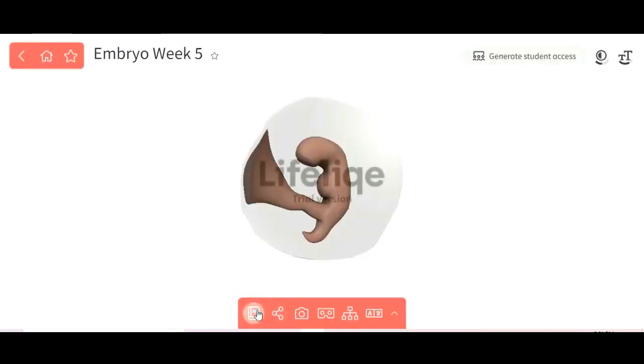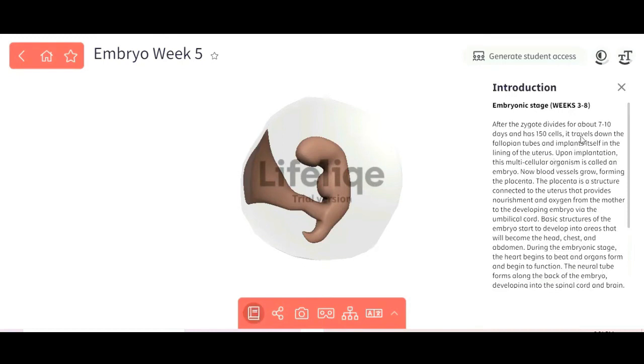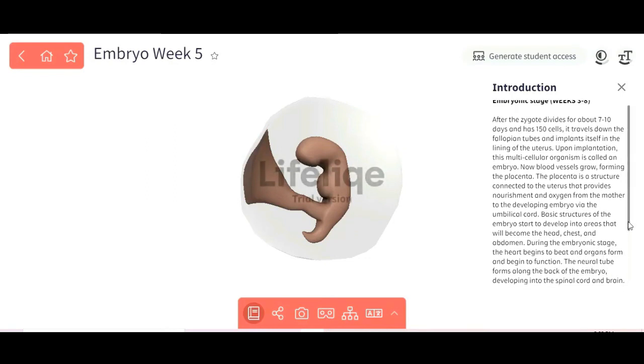The introduction is the same as the last introduction: after the zygote divides for about 7 to 10 days and has 150 cells, it travels down the fallopian tube and implants itself in the lining of the uterus. And during the embryonic stage, the heart began to beat and organs form and begin to function. The neural tube forms along the back of the embryo, developing into the spinal cord and brain.